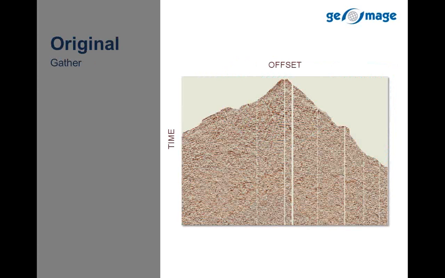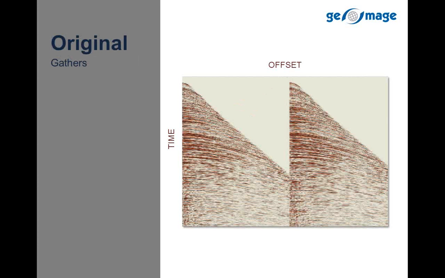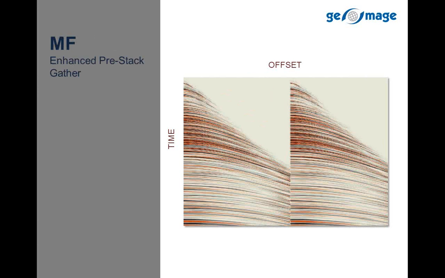The examples are shown here, so the original gather and the same gather after prestack signal enhancement, and you see the essential increase in signal-to-noise ratio when we preserve the non-hyperbolic character of the arrival travel times. Several other examples: original data, the data after enhancement, and so on.